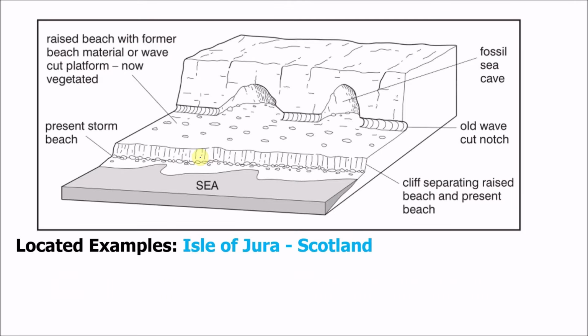Here's a little diagram just sort of illustrating the layout of these sorts of features. So the present day sea level, the present day beach, and then what is presently the cliff line here. And then perhaps that vegetated wave cut platform with those sort of fossil caves and cliffs and wave cut notches behind.